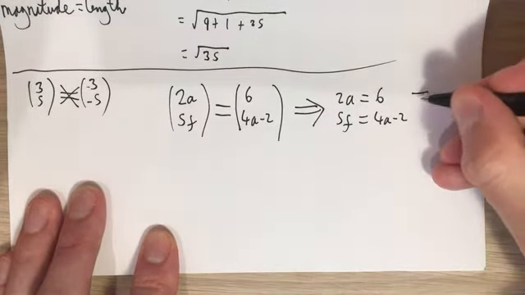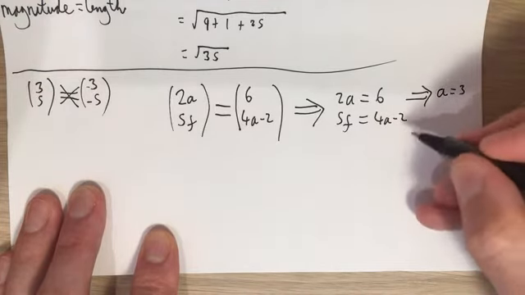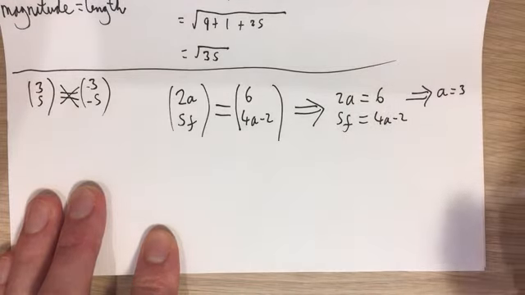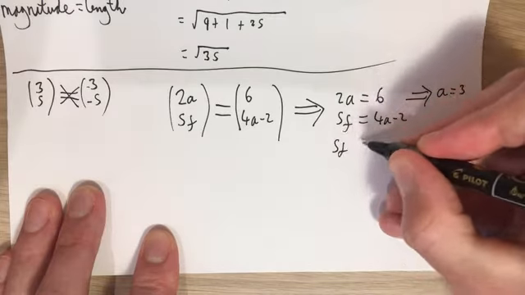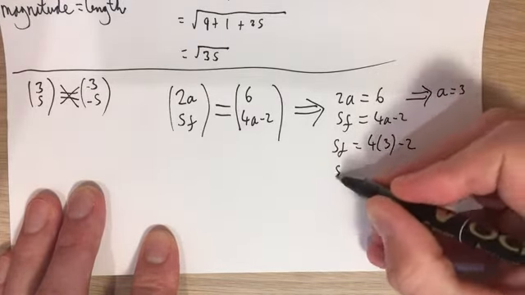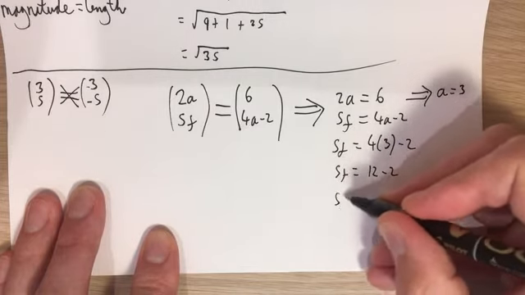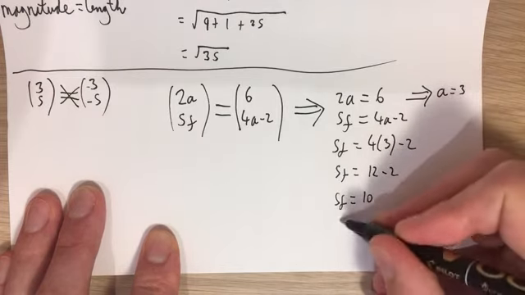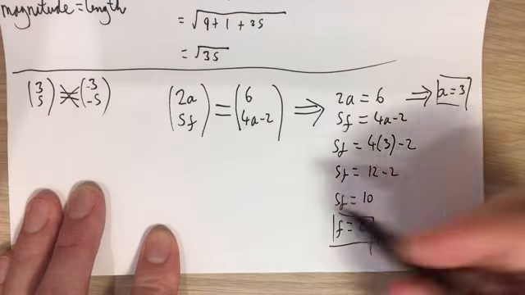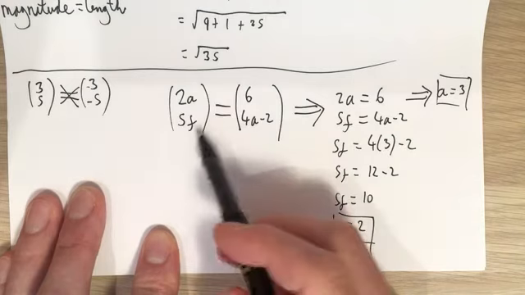And of course from here, I can say that if 2a is 6, a is 3. And then I can substitute that in there. It's like simultaneous equations now. How cool is that, right? 5f is now 4 lots of 3 minus 2. 5f is going to be 12 minus 2. 5f is going to be 10. That means f is going to be 2. So I can work out what these random unknown quantities are because I know that these two are equal.